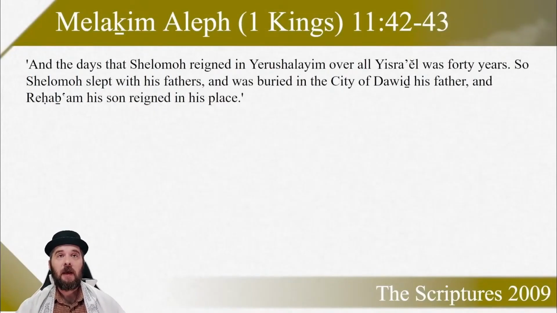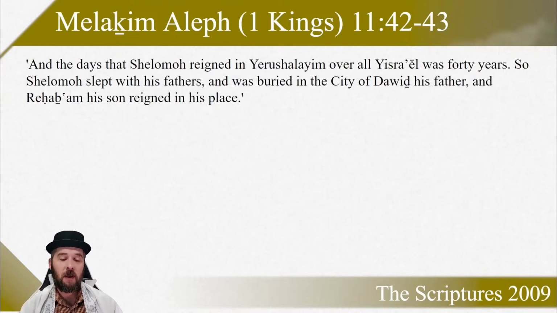1 Kings 11:42-43. And the days that Shlomo reigned in Jerusalem over all Israel was 40 years. So Shlomo slept with his fathers and was buried in the city of David his father, and Rehoboam his son reigned in his place.